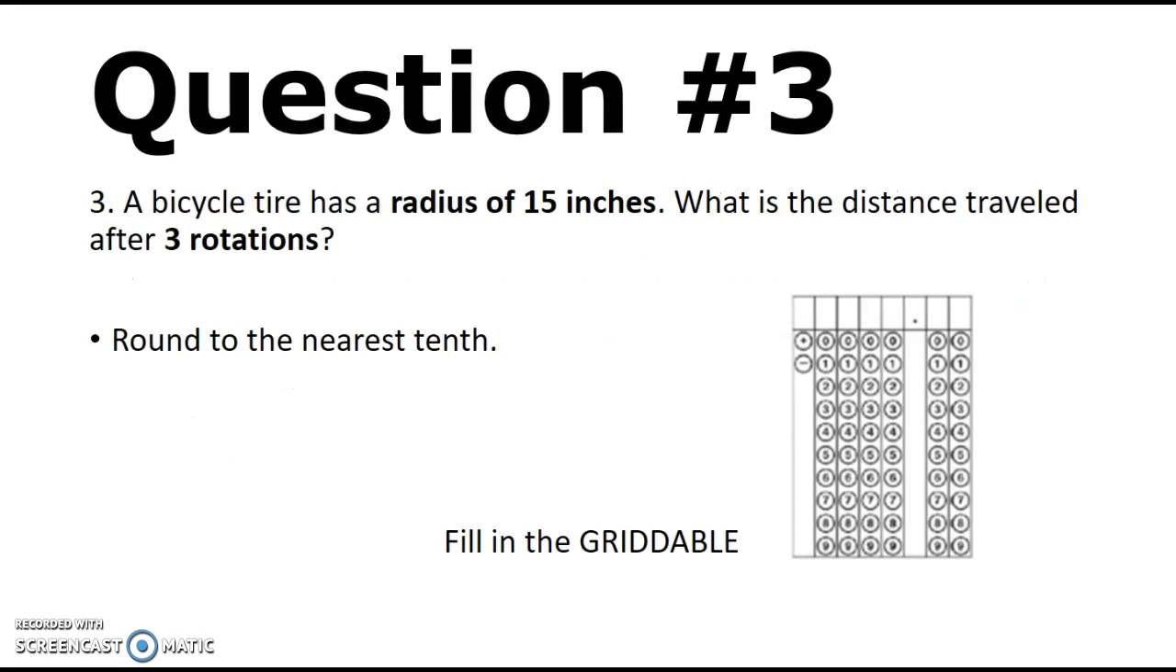Question number 3. A bicycle tire has a radius of 15 inches. What is the distance traveled after 3 rotations? Round to the nearest tenth. Fill in the griddable.